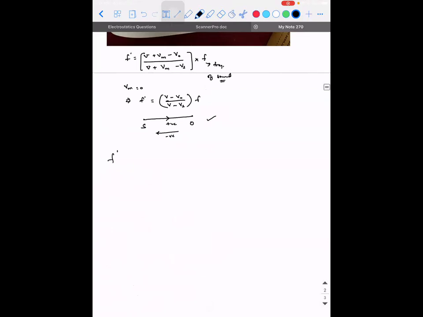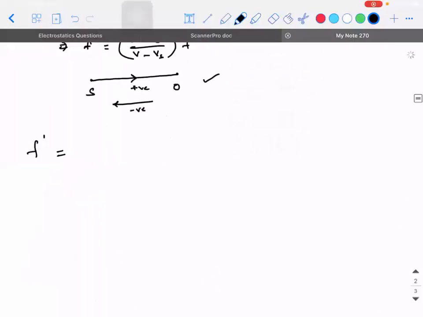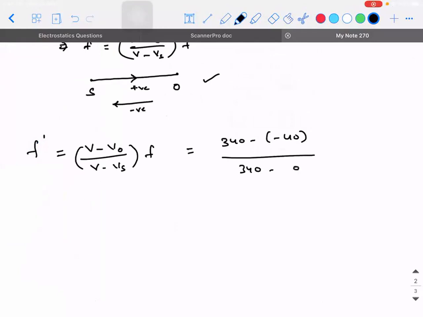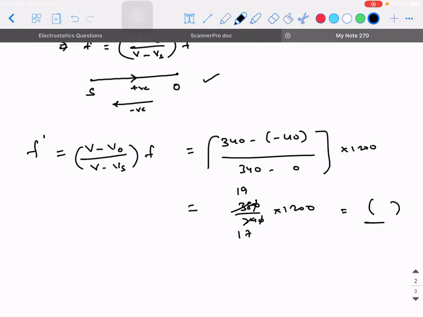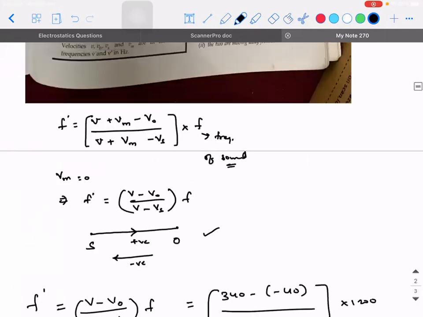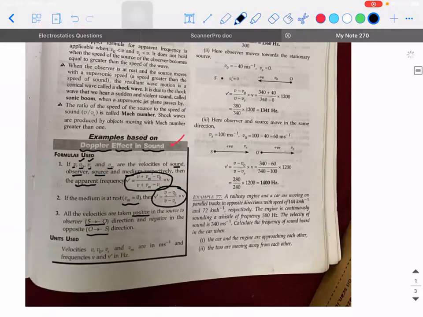So what is it? f dash is equal to, just a minute guys. So f dash is equal to (v minus v naught) divided by (v minus vs) into f. So v minus v naught means 340 minus of minus 40, the whole divided by 340 minus 0 into 1200. So 380 divided by 340 into 1200. This and this will get cancelled. This will go 19 times, 17 times, whatever is the answer, that many hertz is the final answer. Yes, 1341. Here also, if you see, it is increasing.